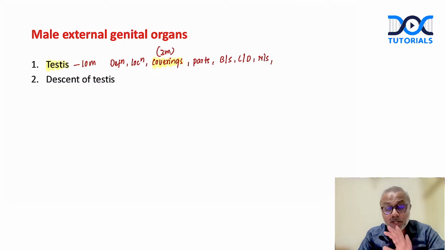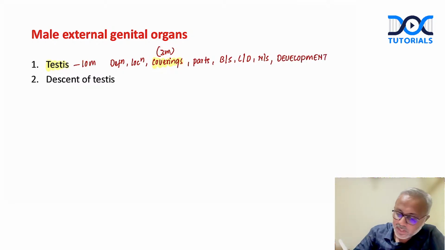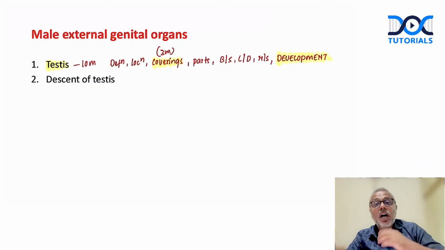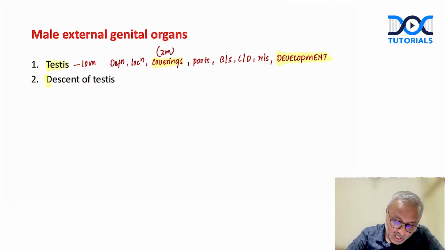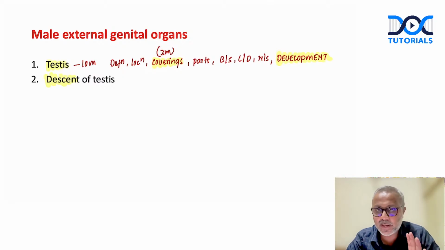One of the most important questions that is always tagged with the testis is its development. Development of the testis is often a part of the long essay that can be asked. How does the testis develop and how does it descend? What are the factors controlling the descent of the testis? Why does the testis descend? What are the abnormalities of testicular descent? All this comes under development.